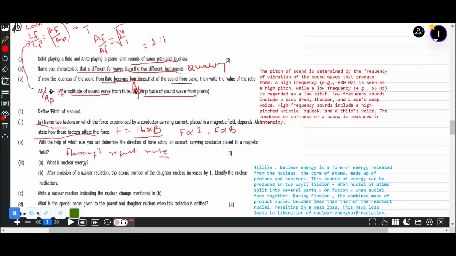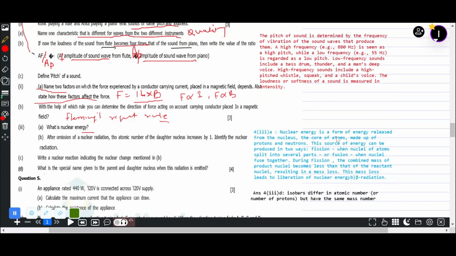So what is nuclear energy? Nuclear energy, again I have pasted the response here in text. Nuclear energy is a form of energy released from the nucleus, the core of atom made up of protons and neutrons. This source of energy can be produced in two ways. One is fission, when nuclei of atoms is split into several parts, or fusion, when nuclei fuse together. During fission, the combined mass of product nuclei becomes less than that of the reactant nuclei, resulting in a mass loss. This mass loss leads to liberation of nuclear energy.